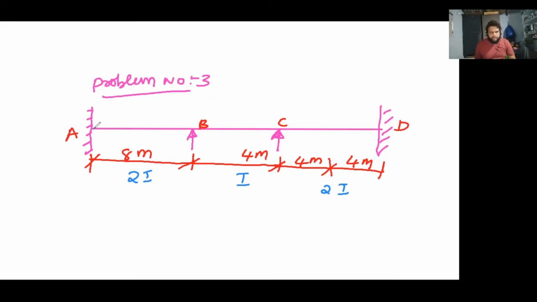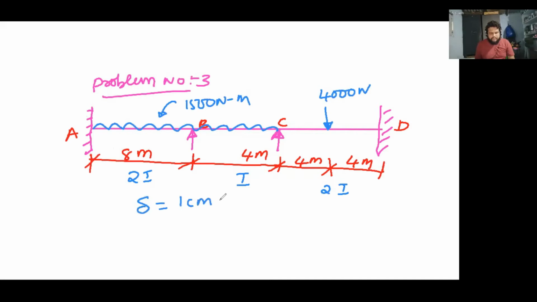Now the uniformly distributed load of 1500 Newton per meter is acting over the 2 spans. And there is a central point load, given as 4000 newtons. The ends are fixed, and during the loading, support B sinks by 1 centimeter. So delta equal to 1 centimeter. I have to convert into meters, so that will become 1 by 100 meters.